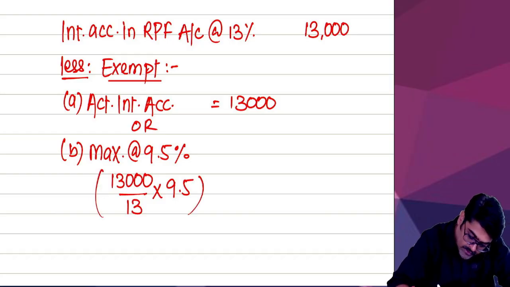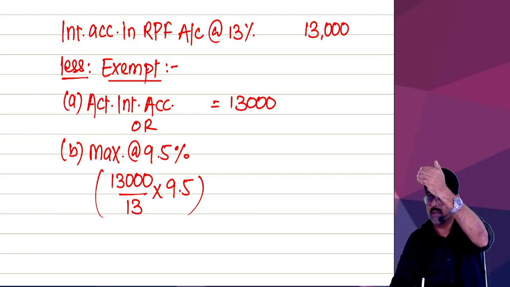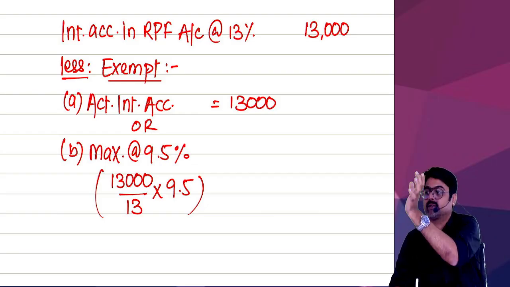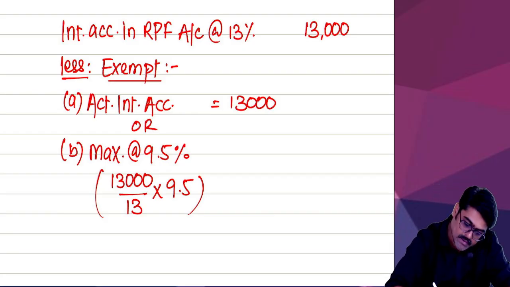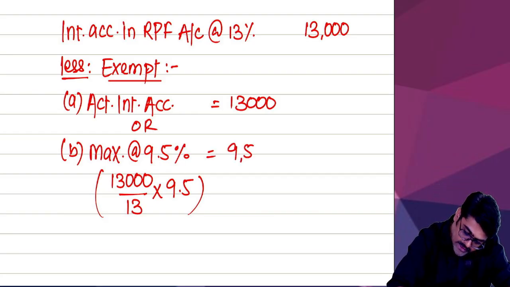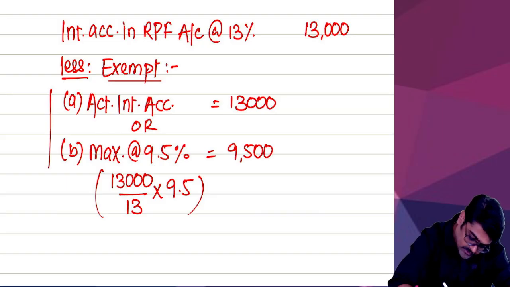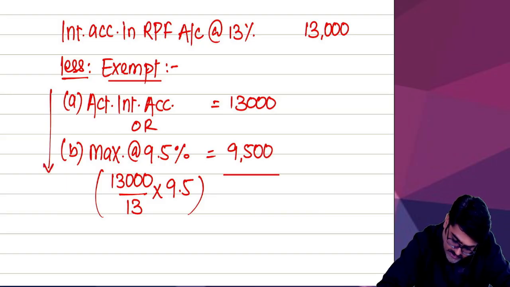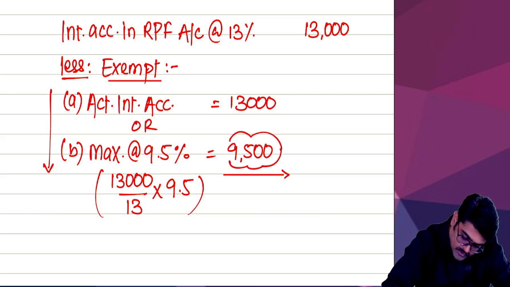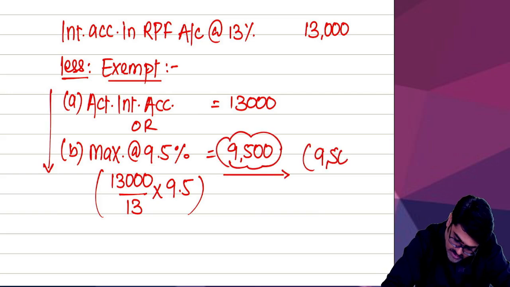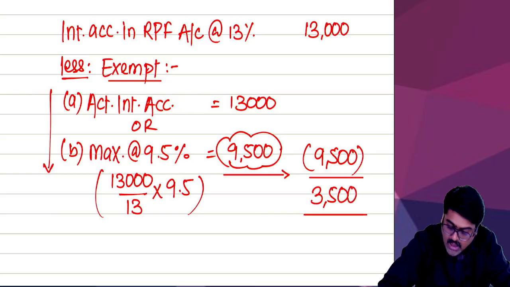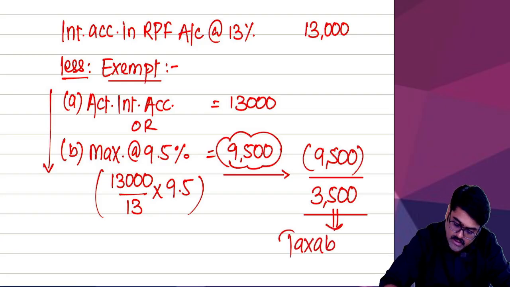Yes or no? If 13,000 is credited at 13%, so how much should be credited at 9.5%? That will be 9,500. A or B, whichever is lower. Tell me. 9,500 is lower, no? So claim this as exempt out of 13,000 and the balance amount is how much? 3,500 is the excess amount, it will go to the outer column. It will be taxable under the head income from salary.